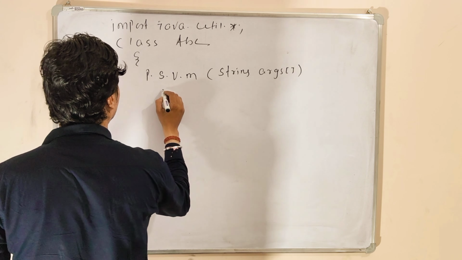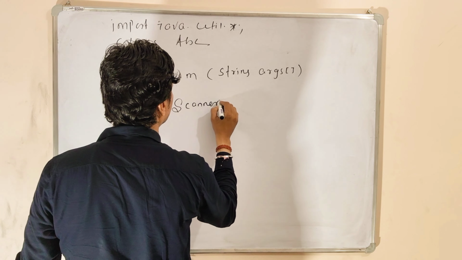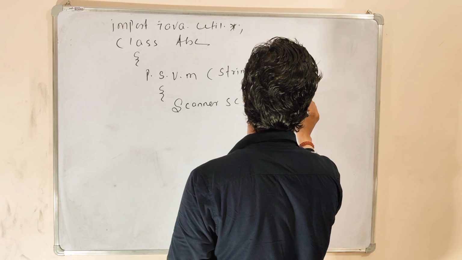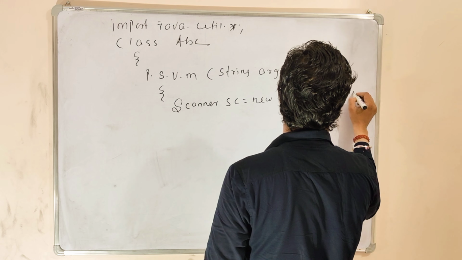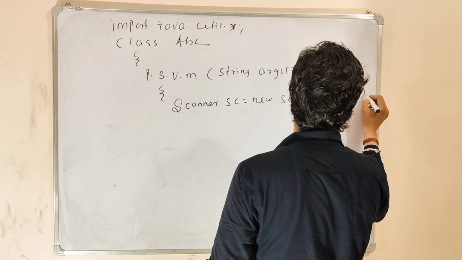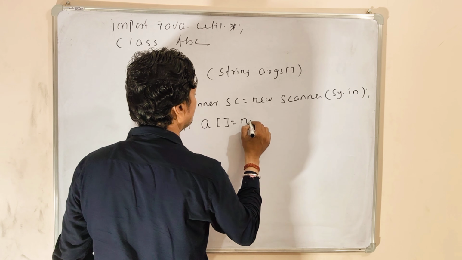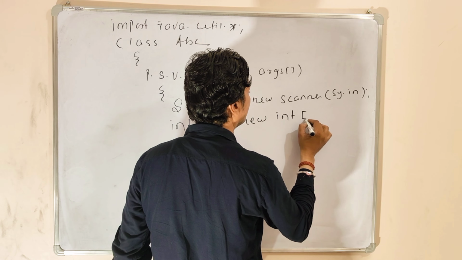Afterwards we will create the array. Here you take your scanner class. Scanner, tell me. Scanner SC equal to new Scanner(System.in). Yes, System.in. Very good. And after this you create your array. int a[] equals to new int[10].